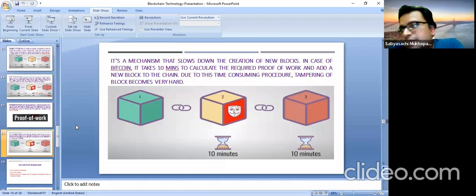Because of this concept of proof of work, it takes 10 minutes to calculate the required proof of work in the case of Bitcoin. So it takes 10 minutes to generate a new block. If it takes 10 minutes to generate a new block, then generating the entire blockchain will be quite time consuming. For that reason, tampering with the blocks in Bitcoin becomes very, very hard, because generating a new block takes 10 minutes, and generating all the new blocks for the whole blockchain will take several hours. So it makes the process very slow and time consuming with the help of the proof of work concept. Due to that, it becomes very difficult to tamper with the blockchains.